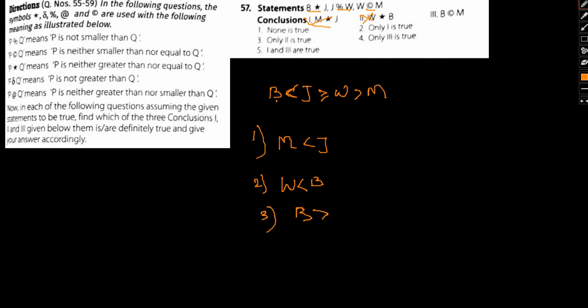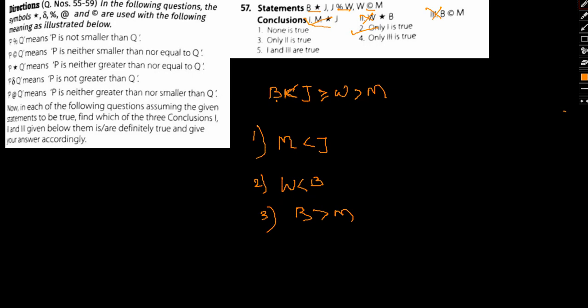B greater than m. Can we say b is greater than m? No, we cannot say b is greater than m because no relation can be established. We cannot go from here. There's a blockage in this particular point. So option 3 is also wrong. So only one is correct. So for 57, option 2 will be the correct answer.